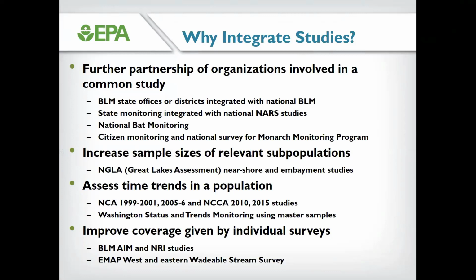The other reasons are more technical reasons. One is sometimes you just want to increase sample sizes for a relevant population. I'm doing a national survey, but I want to know more about the state of Rhode Island. And Rhode Island, if you're doing a national survey, is not going to get a lot of samples. So if you want to make statements about Rhode Island, you've got to do something to intensify. So that's why you're designing another study to do that. BLM does a similar thing with their districts and that sort of thing. When doing the Great Lakes, we do a near-shore assessment, and then if you want to look at the embayments, well, the embayments are less than 5% of the near-shore region. You're not going to get any sites in the embayments for the most part. So if you want to talk about embayments, you've got to do another study to deal with that.